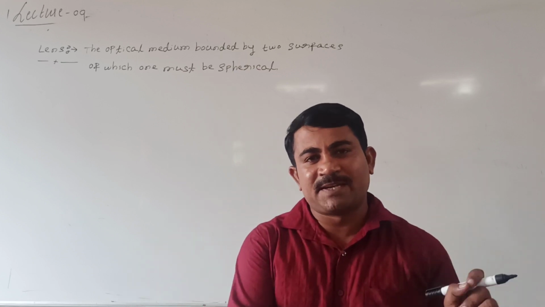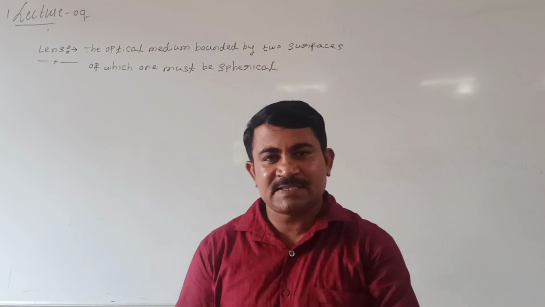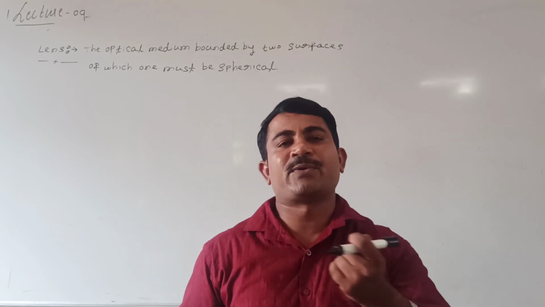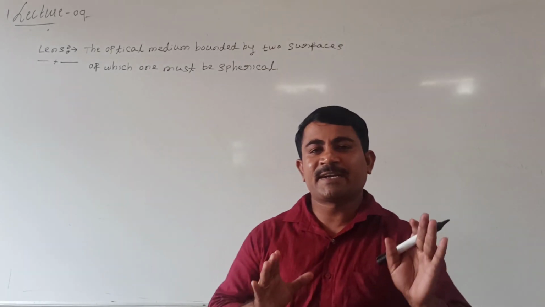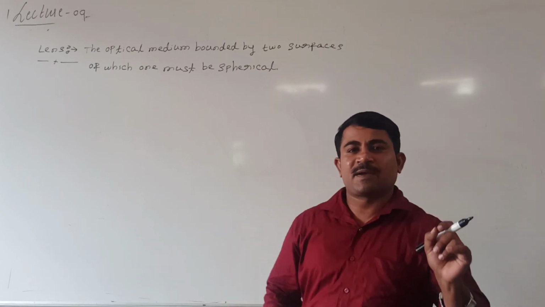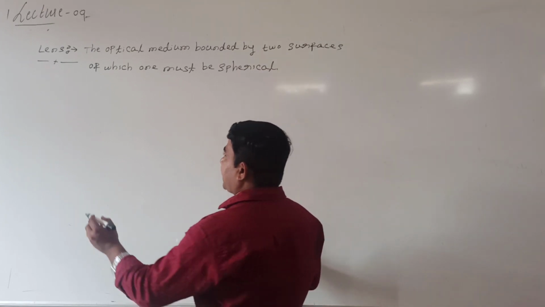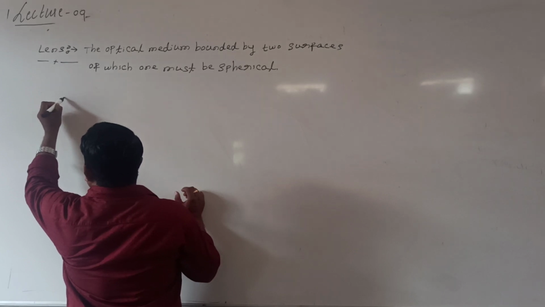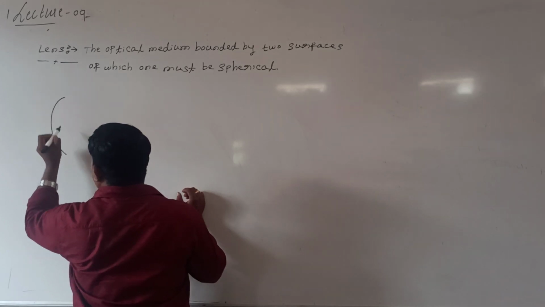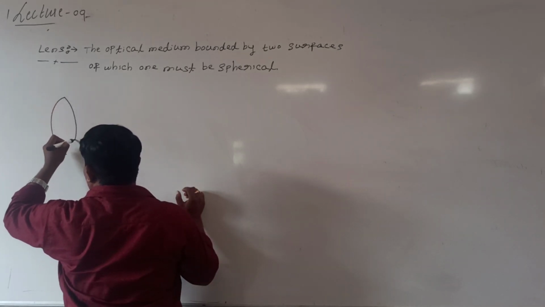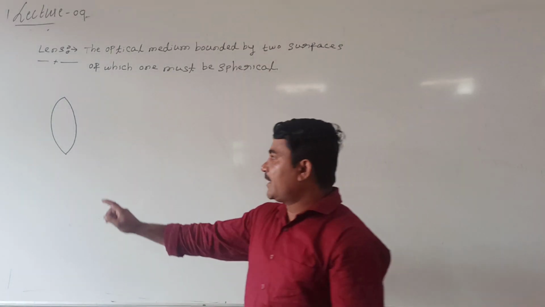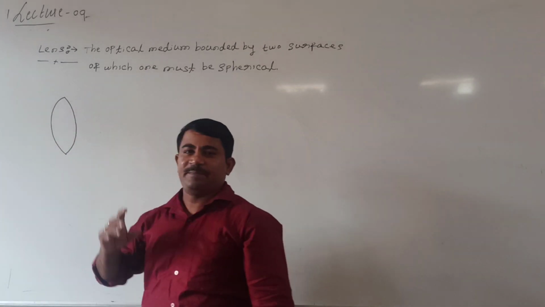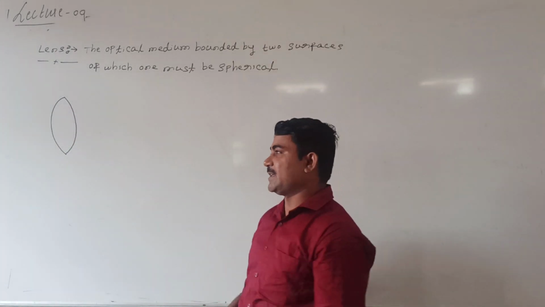So many types of lens are available: biconvex lens, biconcave lens, plano-convex lens, plano-concave lens. Let us see different types of lens, I will draw. See here. This is one type of lens. This lens is nothing but biconvex lens. Here both the surfaces are spherical. This we are calling biconvex lens.